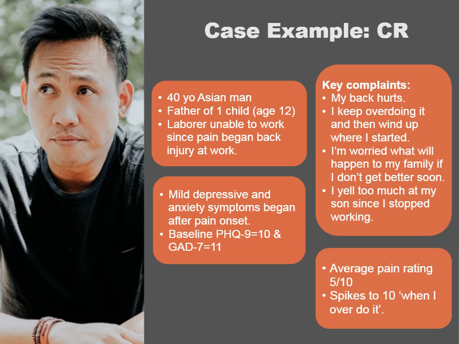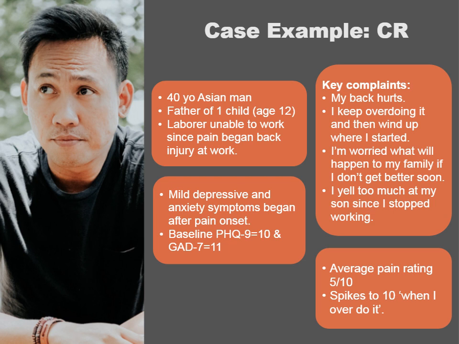So this is a 40-year-old Asian man, a father of one, whose child is age 12. He was a laborer. He's been unable to work since his pain began after he had a work injury that affected his back. His key complaints have been, my back hurts, I keep overdoing it, and then I wind up where I started. He said, I'm worried that things will happen to my family if I don't get better soon. He also said that he yells too much at his son since he stopped working, and this bothers him quite a bit. His average pain rating has been a 5 out of 10. And he said it spikes to a 10 when he tends to overdo it.